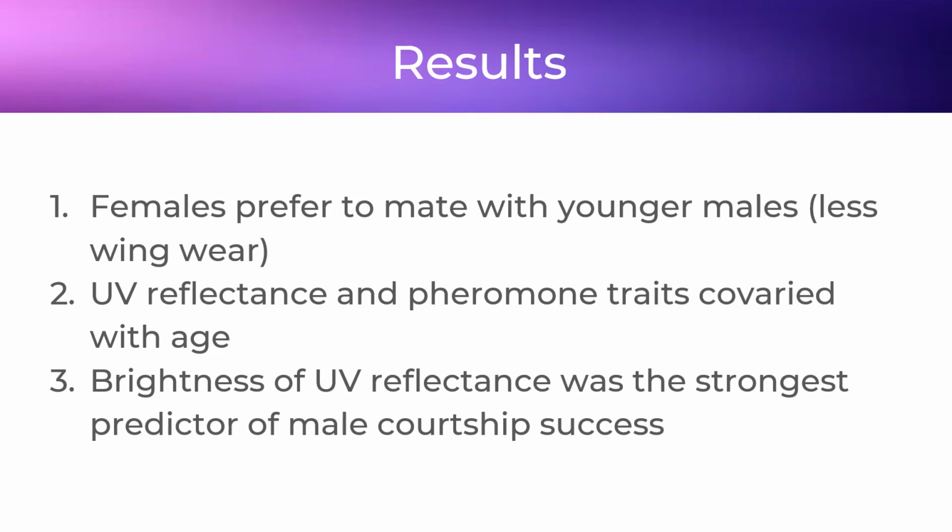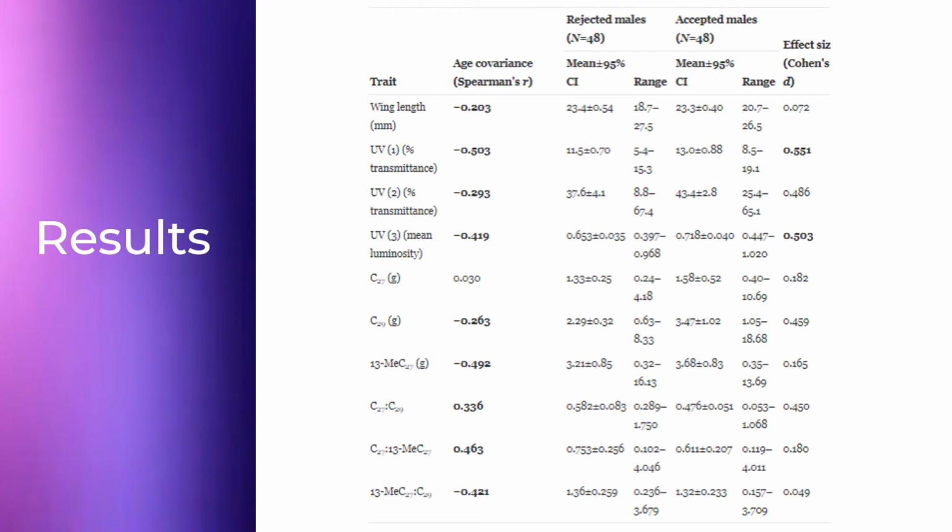1. That females prefer to mate with younger males. 2. That the UV reflectance and pheromone traits covaried with age. And 3. That the brightness of the UV reflectance was the strongest predictor of male courtship success. Here we see the results for the wing length, the 3 UV tests, as well as the pheromone tests for the rejected and the accepted males.